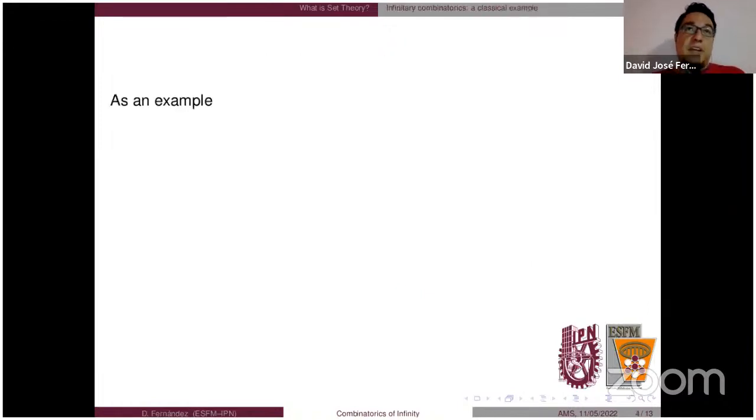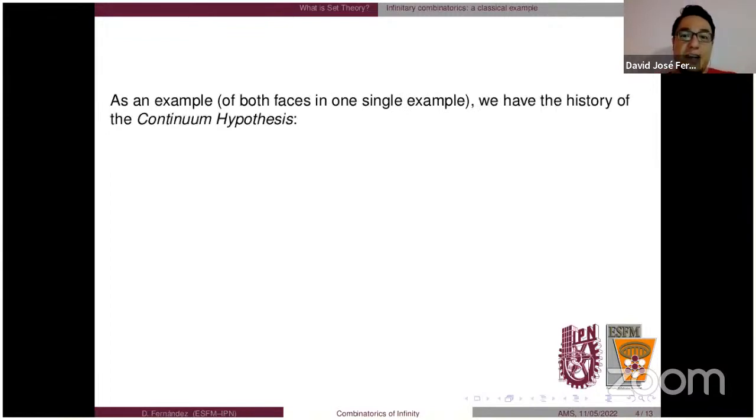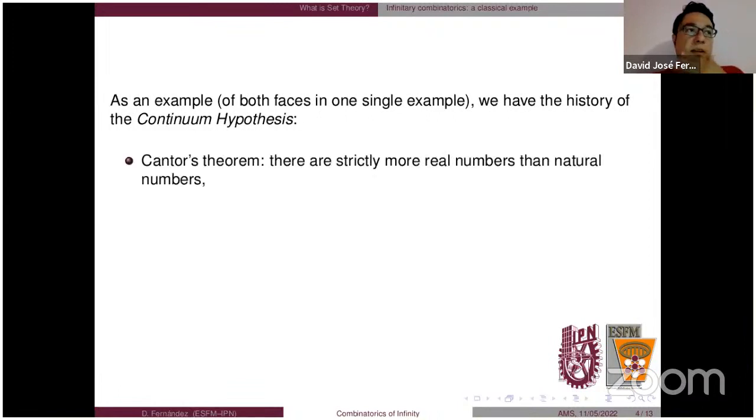As an example of both things, the foundational facet and the fact that this is infinite combinatorics, I'd like to tell you a brief story: the continuum hypothesis. Some of you probably know this story, but it all starts with Cantor's theorem. In fact, arguably, all of set theory starts with Cantor's theorem, where he discovers that there are strictly more real numbers than natural numbers, in the sense of cardinality.